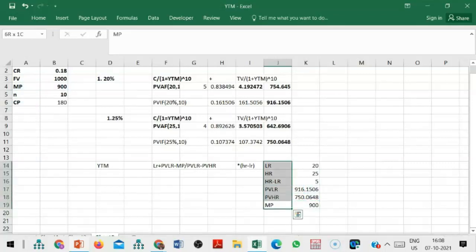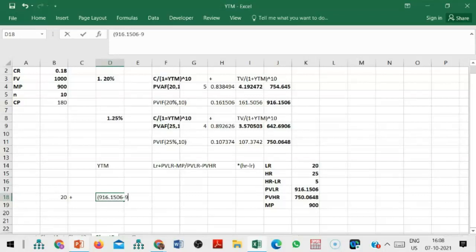So these are the values available in the problem. Based on that, you need to work it out. Here I can write the lower rate for the problem is 20% plus NPV of lower rate divided by NPV of lower rate minus NPV of higher rate. NPV of lower rate is the present value of lower rate, 916.1506, minus the market price.